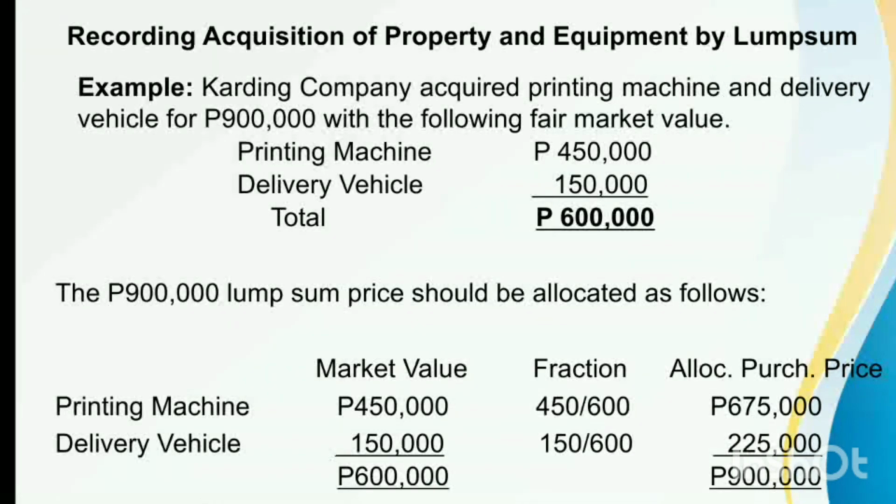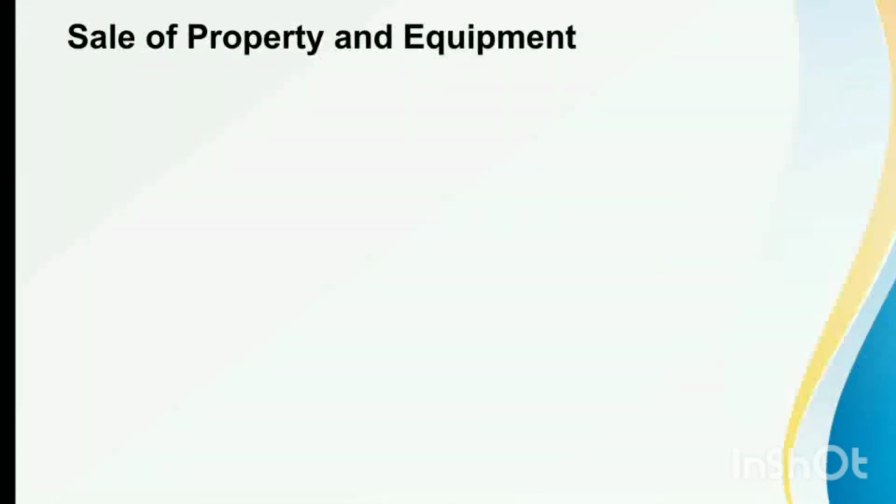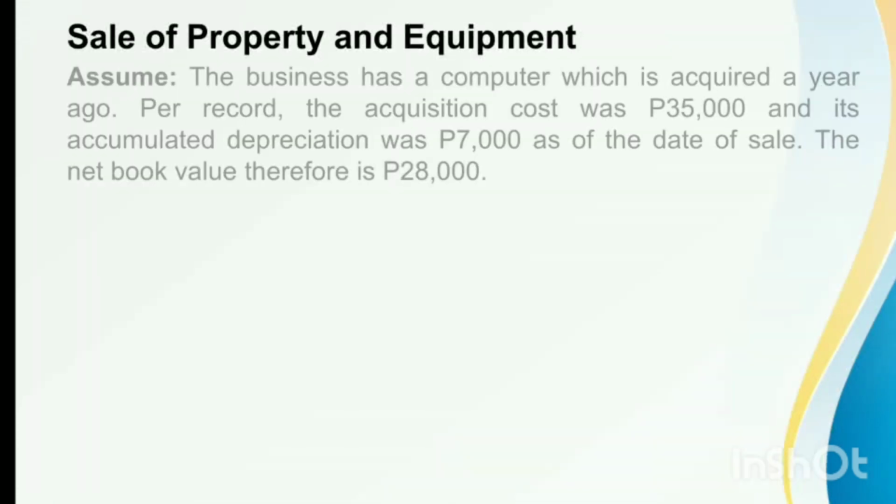And this is now the journal entry for the acquisition of these two assets. So debit printing machine, the amount of which is the allocated purchase price of 675,000. And then debit delivery equipment, the amount is 225,000. So this is also the allocated purchase price of the delivery vehicle. And then credit to cash, 900,000 pesos. Sale of property and equipment.